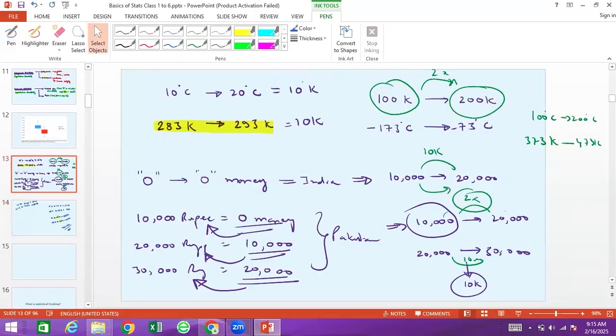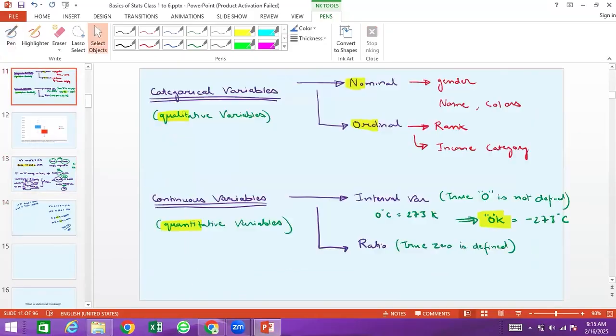All the other variables that you can think of will always go into ratio variable. For example, mass, height, age. Zero age is not something which is a reference point. Zero age is something which exists. Can you give me any other example of ratio variable?